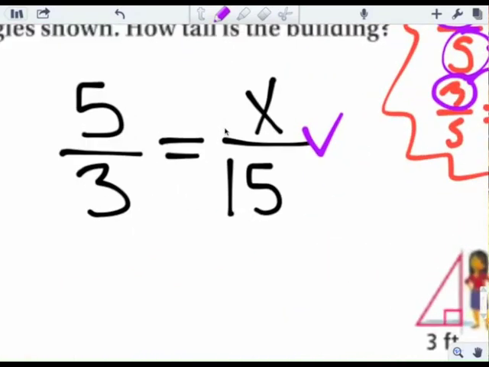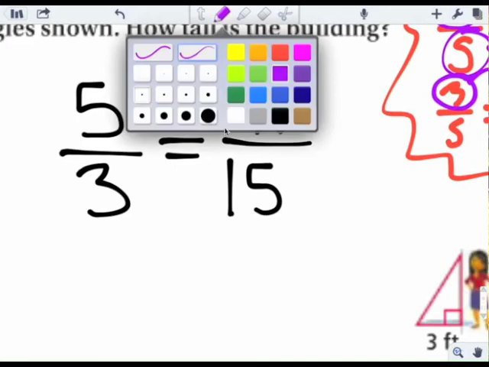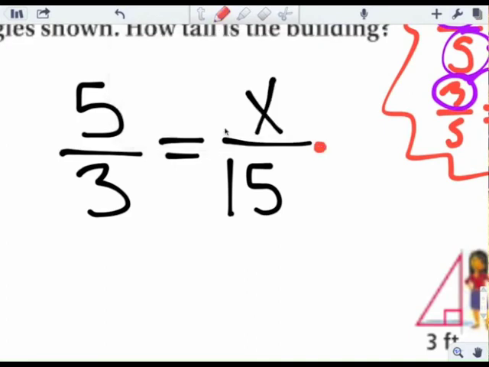Alright, so we have a proportion that works right here. How do we solve it? Well, we don't need to use cross multiplication here. That would introduce an extra step that we don't need. Let's just multiply both sides by 15, because this will make that cancel out.